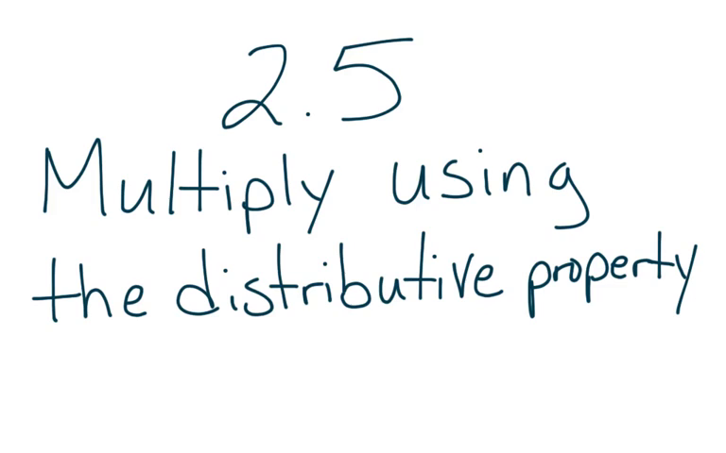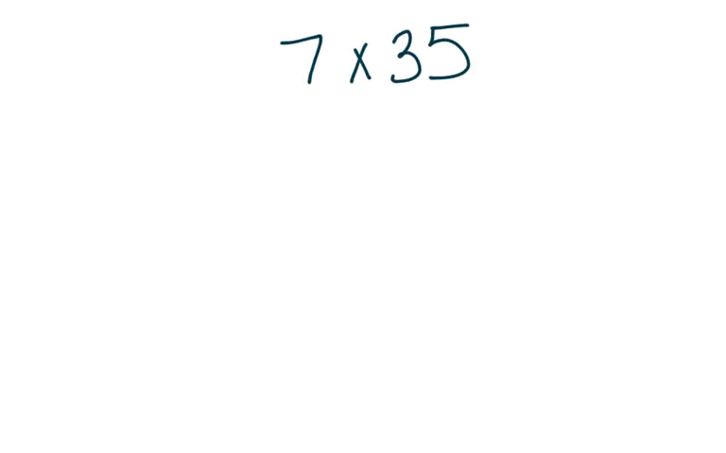This is just another strategy, another way that we can multiply. We're going to talk about quite a few ways that we can multiply over the course of this chapter. So let's take a look at multiplying using the distributive property. We're going to first start out with the area model and work our way into distributive property. Here we have the problem 7 times 35.